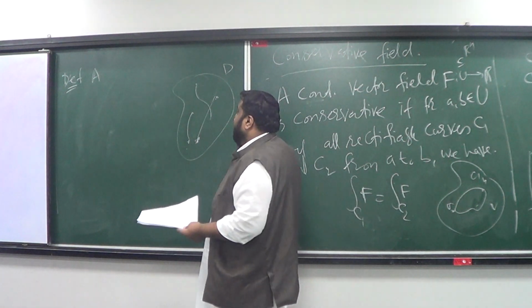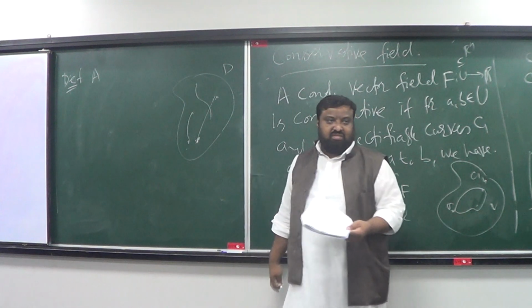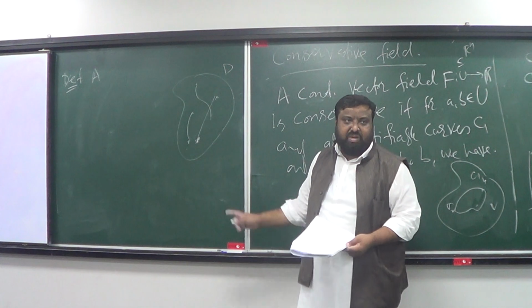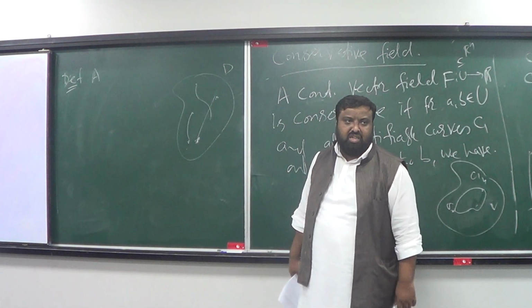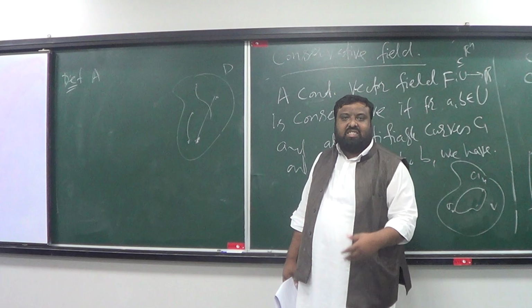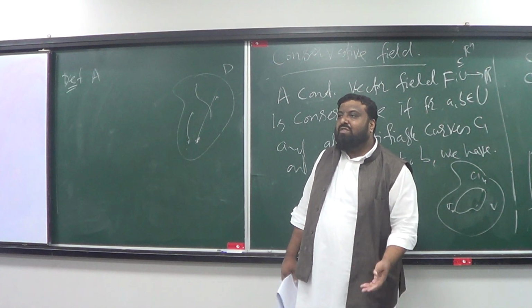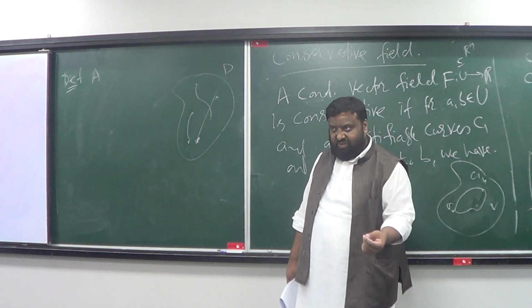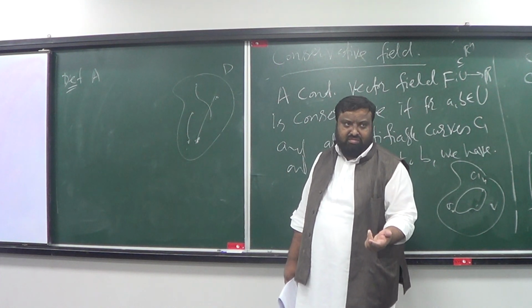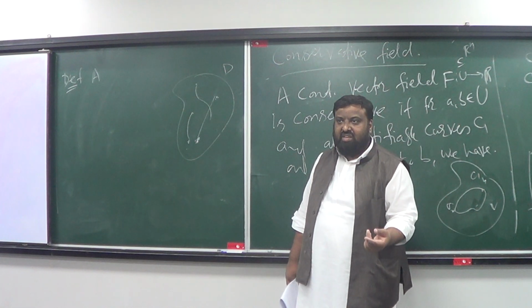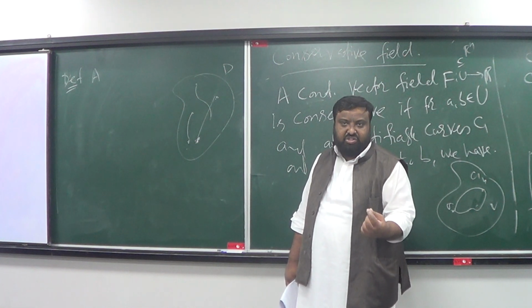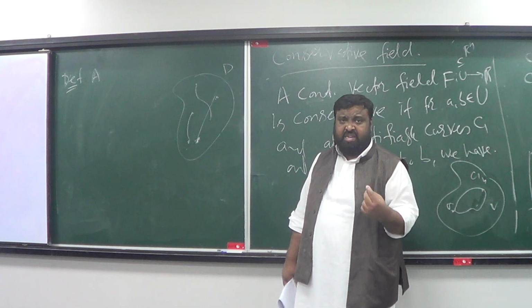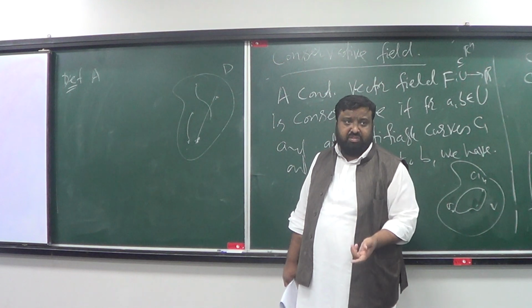And you call such a set convex. Convexity is a stronger condition, while path connectedness is a weaker condition. So you say that a subset of Rn is convex if you can join any two points of the region by a straight line, and that straight line segment is entirely contained within that region.